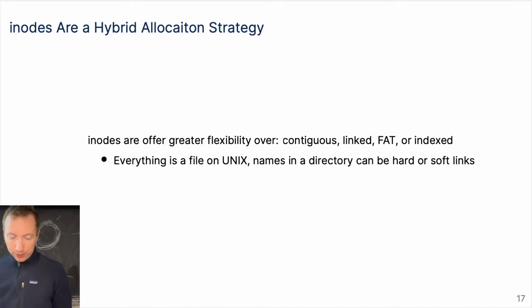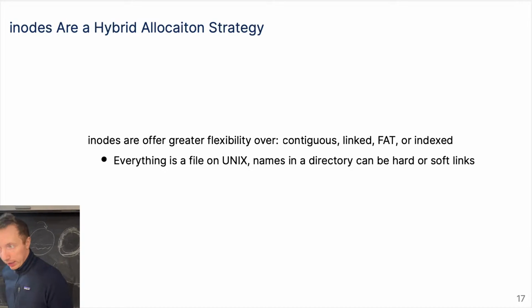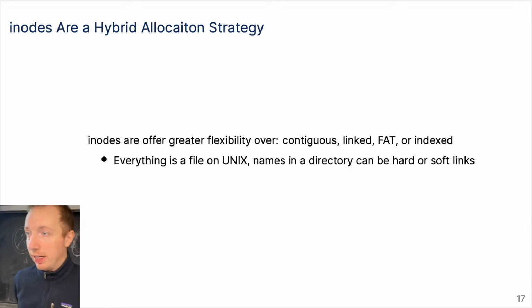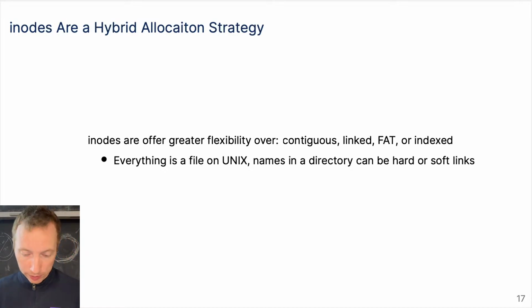So inodes were the hybrid allocation strategy, so they offer way greater flexibility over contiguous, linked, FAT, or indexed. It's basically indexed, but we're taking an idea from our page tables, and everything is a file on Unix. Names in a directory can either be hard links or soft links. Hard links point to an inode, and soft links point to a name.